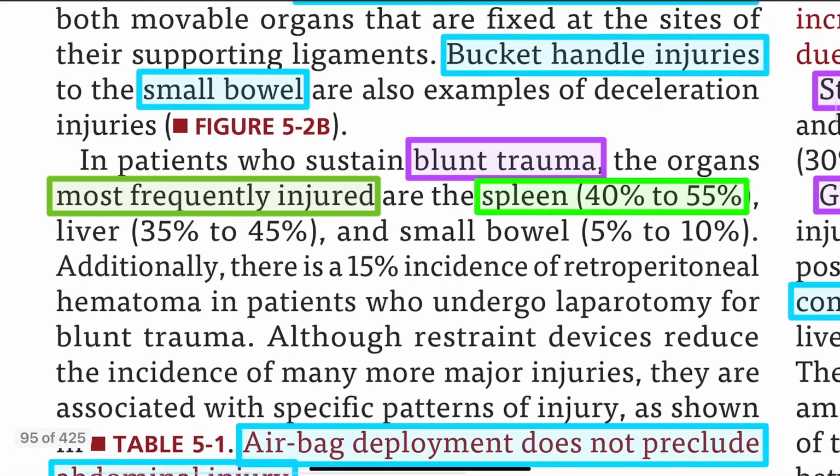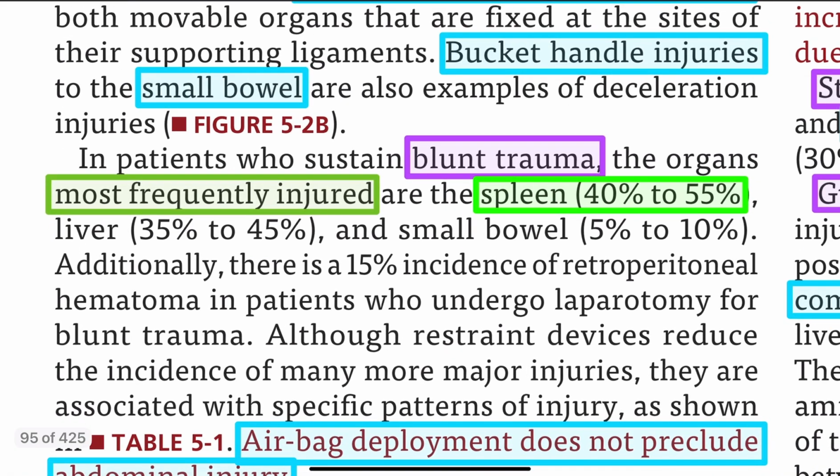Now come to blunt trauma. The most commonly injured solid organ in blunt trauma is the spleen. So the blunt trauma organ most frequently injured is the spleen. This question has been asked a thousand times.